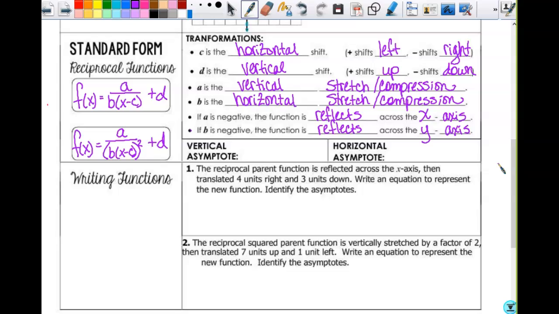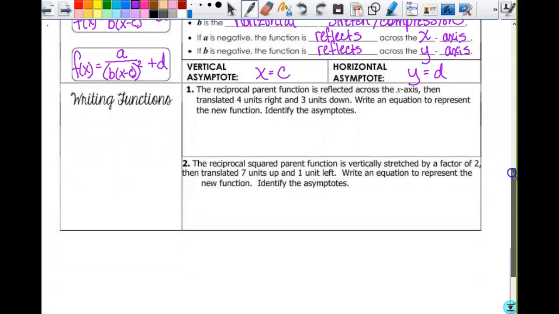Okay, we all good so far? So then the other thing we have here that we did not have in the other parent functions are asymptotes. My vertical asymptote comes from the zeros of the denominator, so it will just be x equals c, and horizontal will just be y equals d. Any questions about any of that so far? Because the transformations work the exact same way. It just looks a little bit different because we have rational functions here. We good? Awesome. All right, so now let's look at writing functions with all of this stuff that we know.